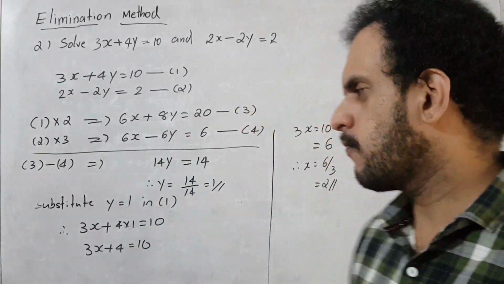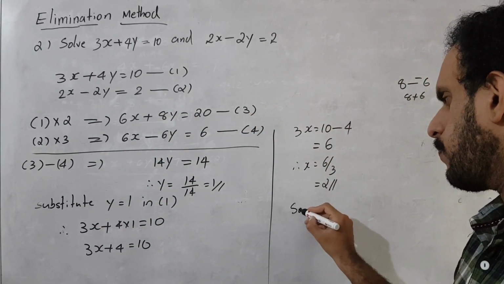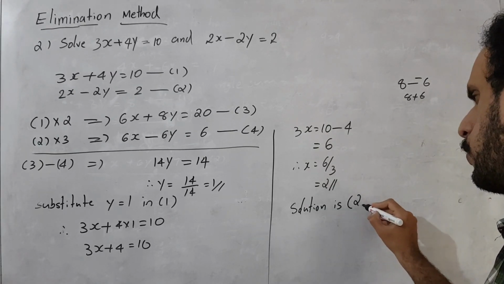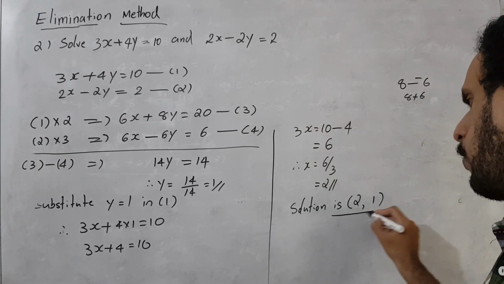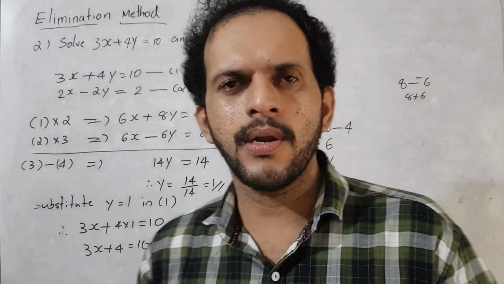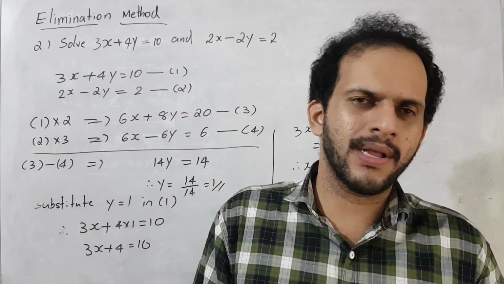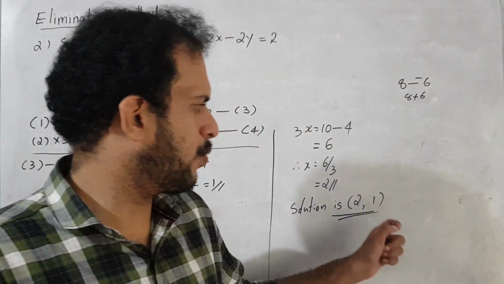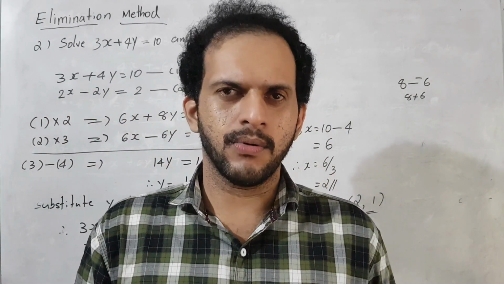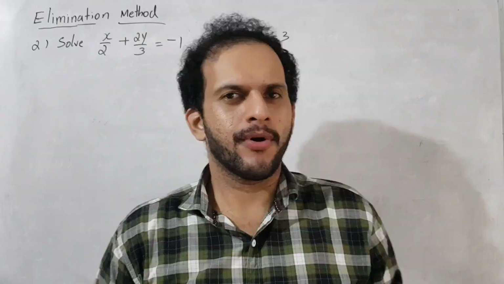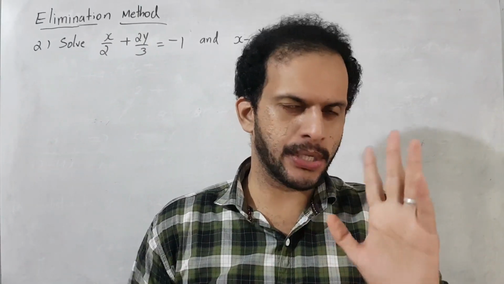Therefore, the solution is 2, 1. What is the solution of this pair of linear equations? This pair of linear equations has exactly one common solution. What is that? That one is 2, 1. Okay, I think you got this one. Correct? Okay, we are doing one more question.